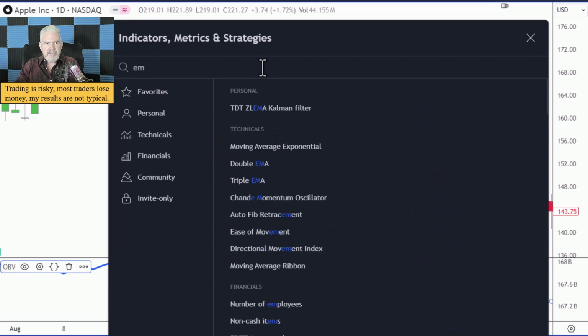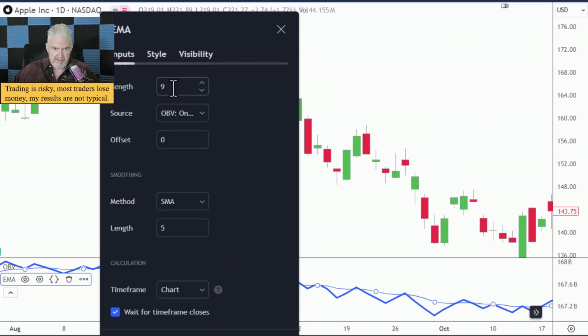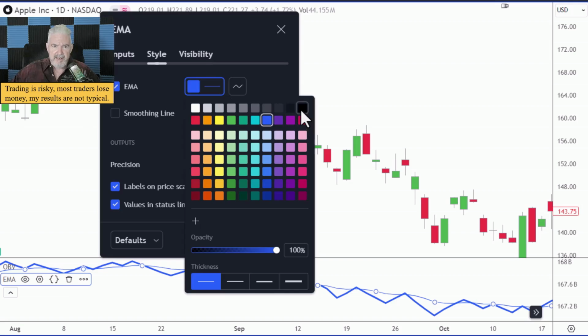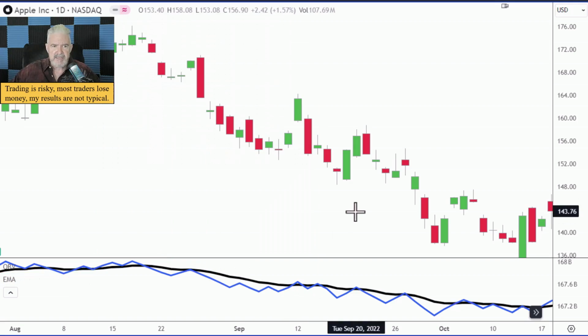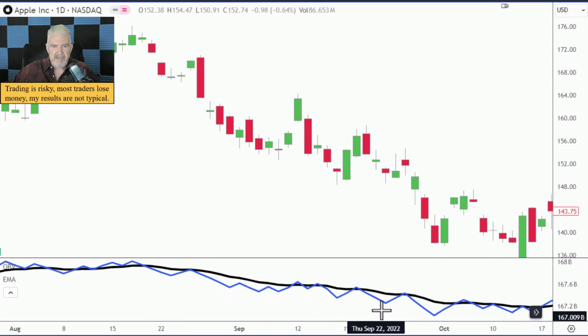All right. And so we're going to add an exponential moving average. I'm going to use the 9-period exponential moving average. You can play around with that if you want to. There's no magic to the 9, but I like the 9. And then I'm going to make it black, and let's make it thicker so we can really see it. All right, and there you go. What this does is it smooths out all the noise of the indicator.